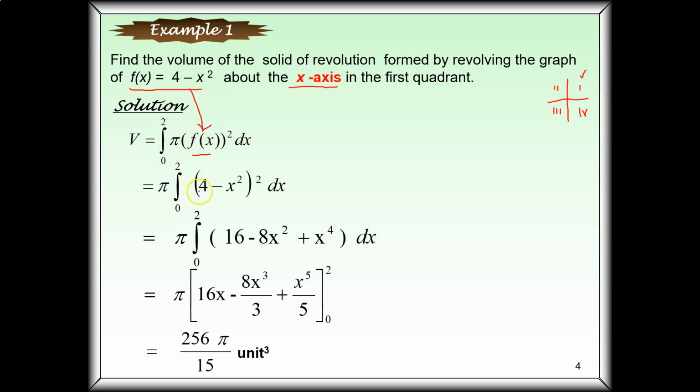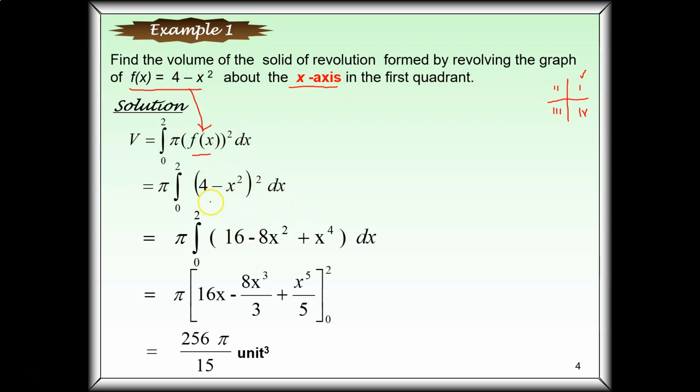So you just need to substitute this function back in. Since it is already in the form of x, you don't need to rearrange. You can use it directly. So pi over here is a constant, you're going to put the pi at the front. So you need to integrate from 0 to 2, (4 minus x squared), and don't forget to put your square, dx.